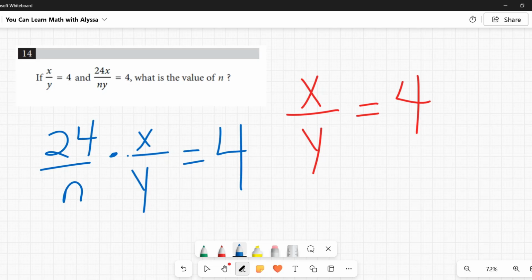That's the same thing. So x over y equaled 4, and then I multiplied it by something that didn't change it. What can we multiply a number by that won't change it? The only thing that we can multiply it by that will not change it is 1. 24 over n must be equal to 1, because multiplying it times x over y didn't change anything. It still stayed 4. So 24 divided by what equals 1? That's 24. 24 divided by 24. So n must be 24.